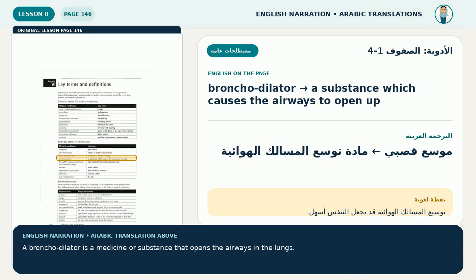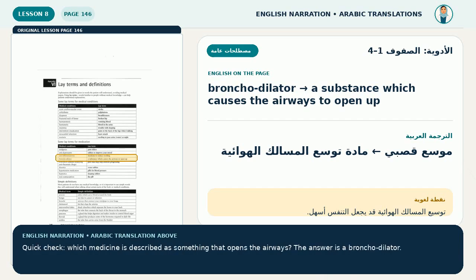The fourth row is bronchodilator. A bronchodilator is a medicine or substance that opens the airways in the lungs. The lay definition is a substance which causes the airways to open up. Airways are the tubes that carry air into and out of the lungs. When we explain a bronchodilator, it is often helpful to add that it can make breathing easier.